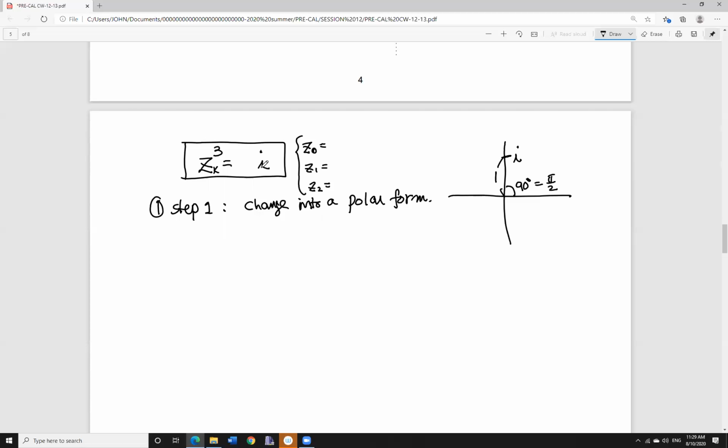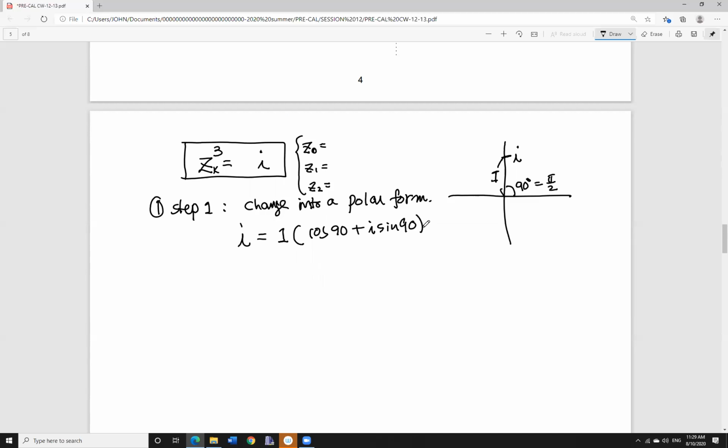So this i can be expressed as what? i equals what? Magnitude is 1. We know that, right? The distance is 1, isn't it? 1 times cosine 90 plus i sine 90. That's the polar form. Okay, that's the polar form. Now we're going to express this polar form with the angle in general form, the general angle, right?